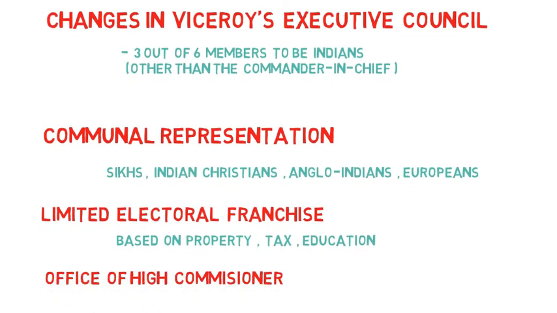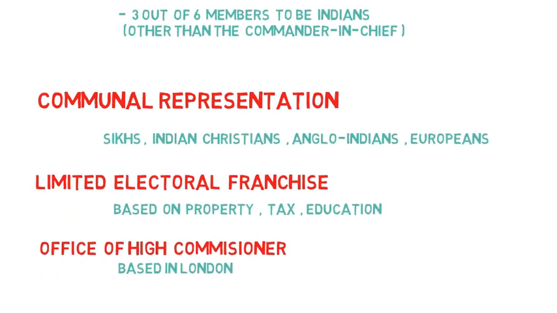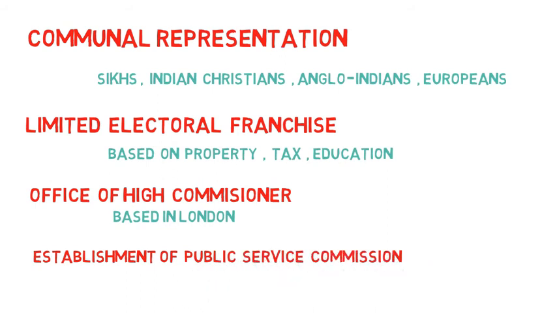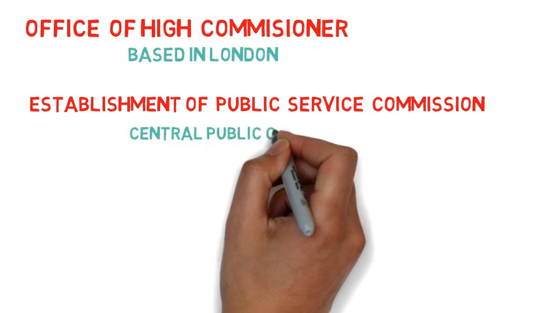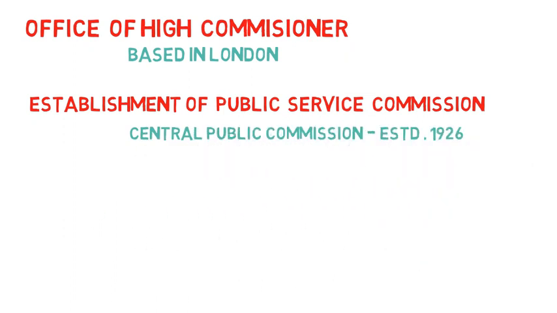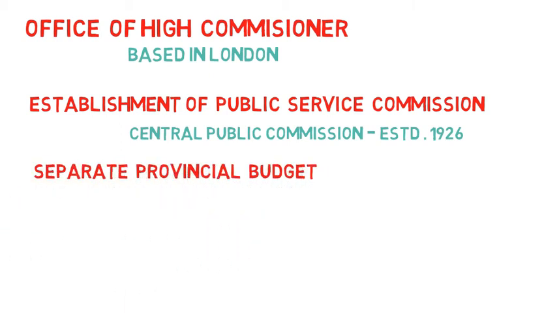A new office of High Commissioner for India was created in London. Some of the functions of the Secretary of State for India were transferred to the High Commissioner. The Act provided for the establishment of a Public Service Commission. A Central Public Commission was established in 1926 for recruiting civil servants. For the first time, provincial budgets were separated from the central budget. The provincial legislative councils were now authorized to enact provincial budgets.